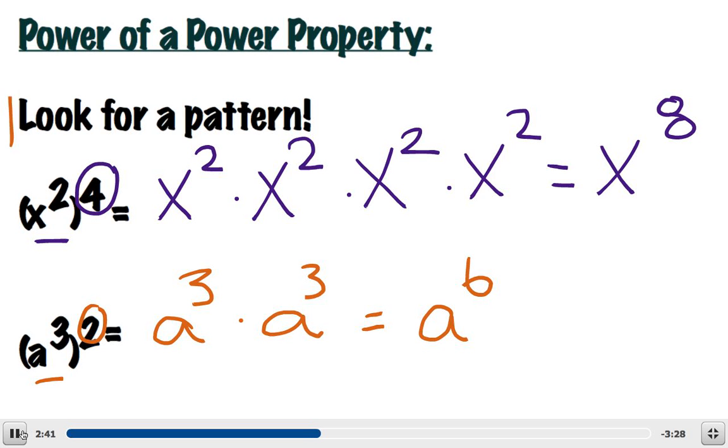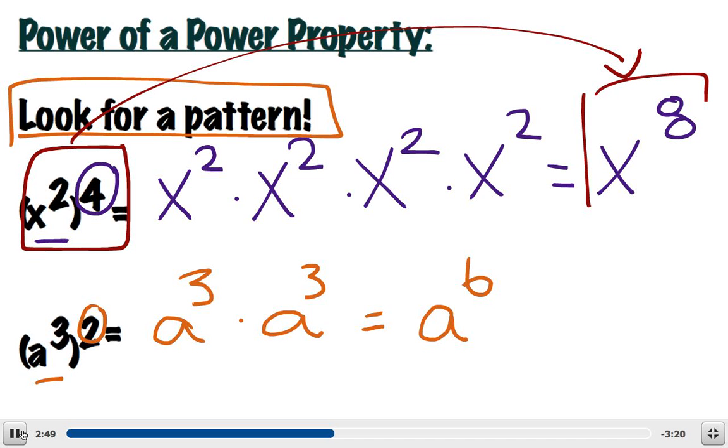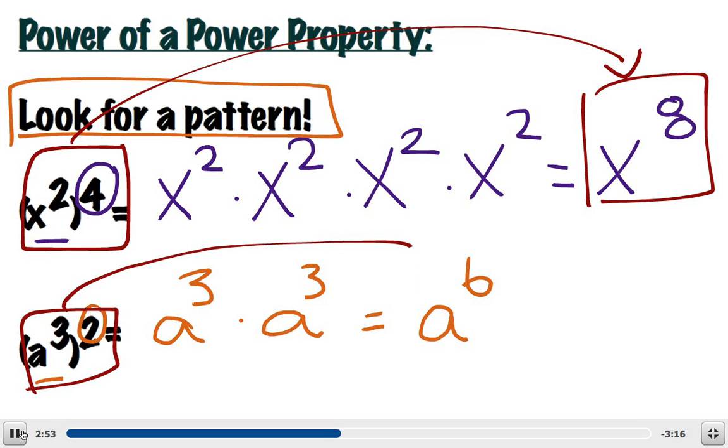Now we need to look for a pattern. How can I go from my original problem to the answer without having to write my work out? Same here. How can I go from this part to the answer without having to write my work out? Hopefully you see that the pattern is when I'm taking a power of a power, I can multiply my exponents.